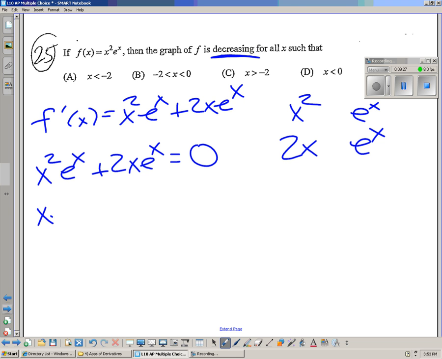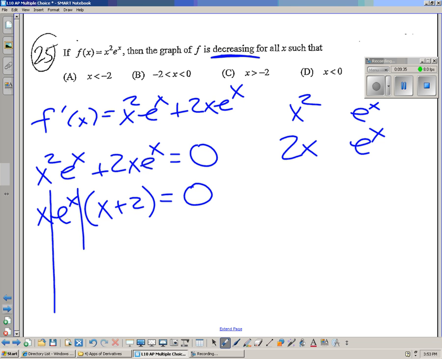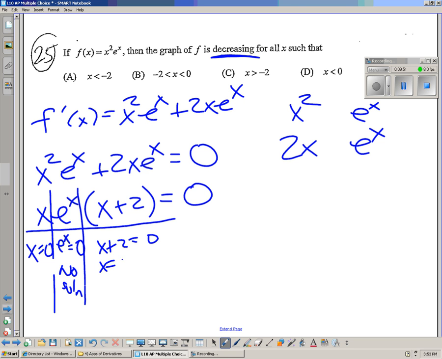Factoring out an x e to the x, we would be left with x plus 2. We have 3 distinct factors. x could be 0. e to the x could be 0, but that never happens. I'll write no solution. And then x plus 2 equals 0, making x equal to negative 2.